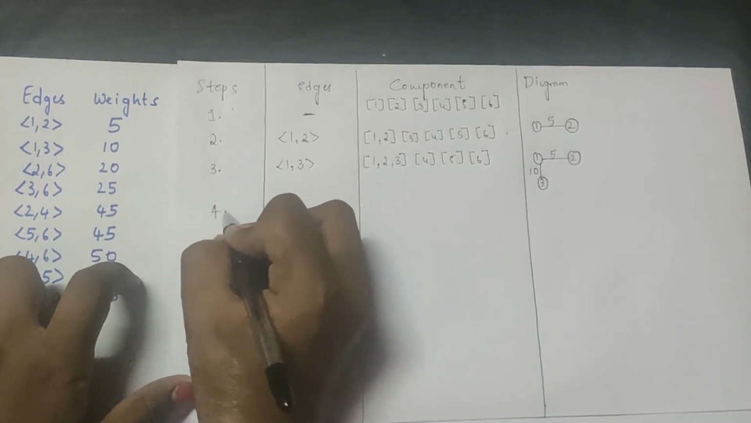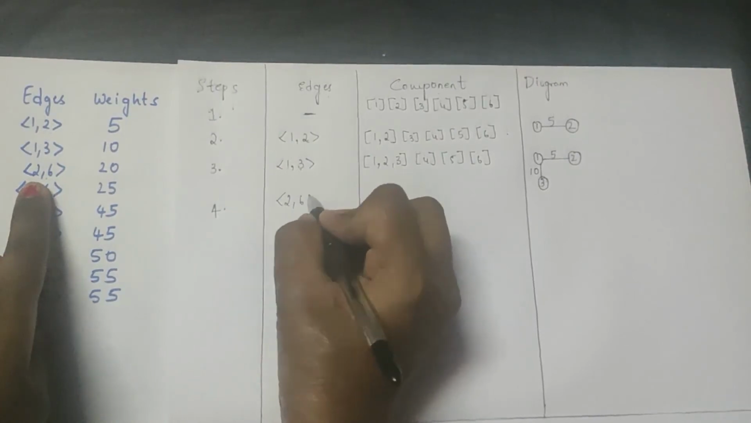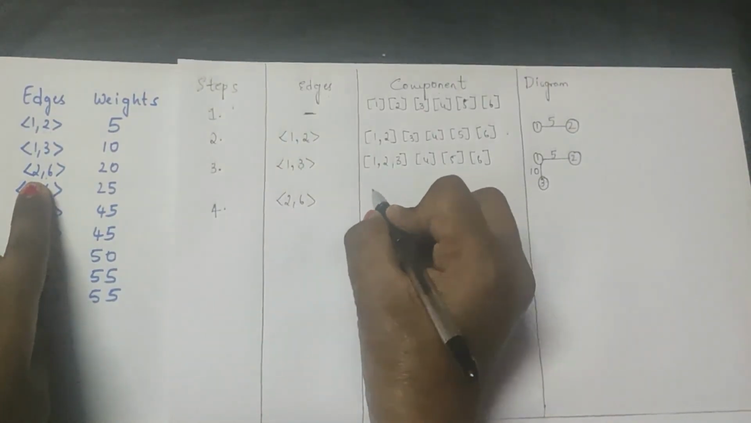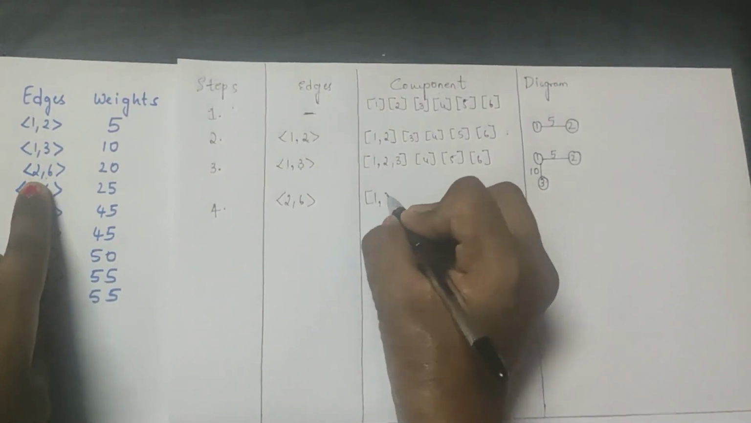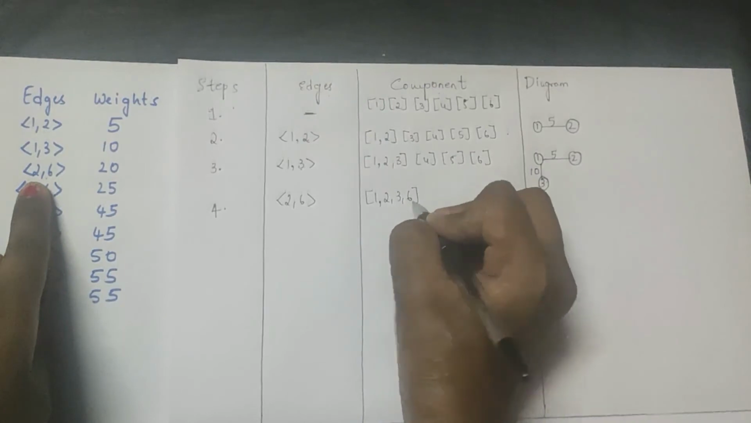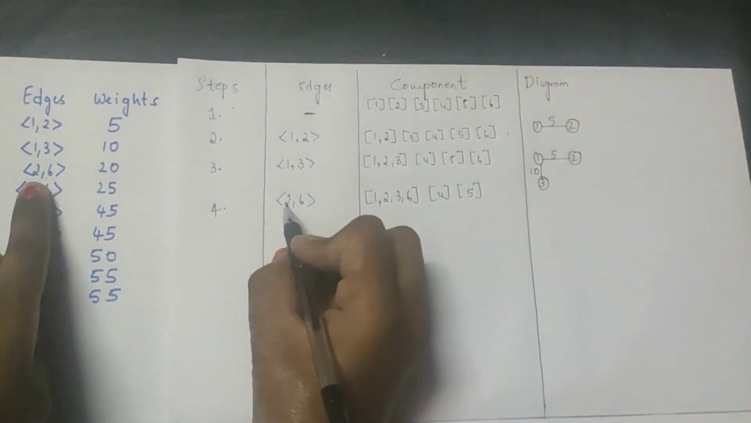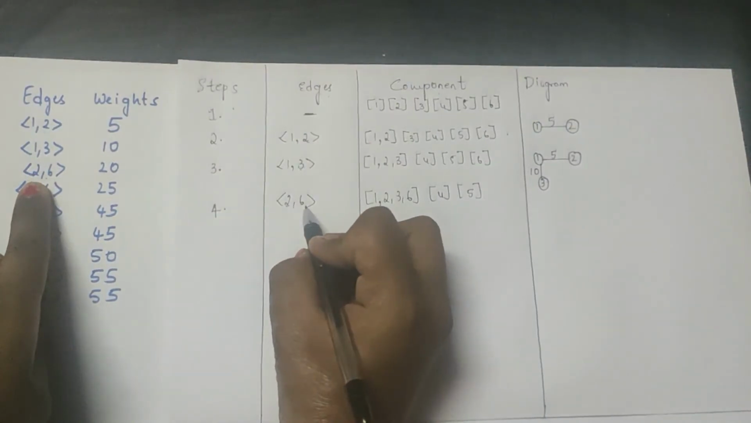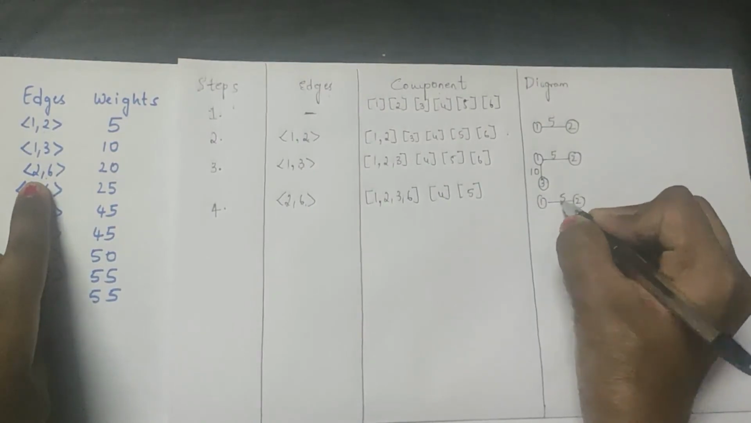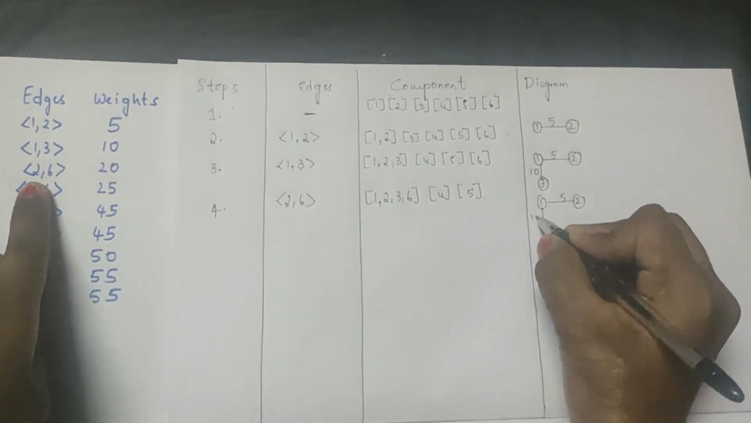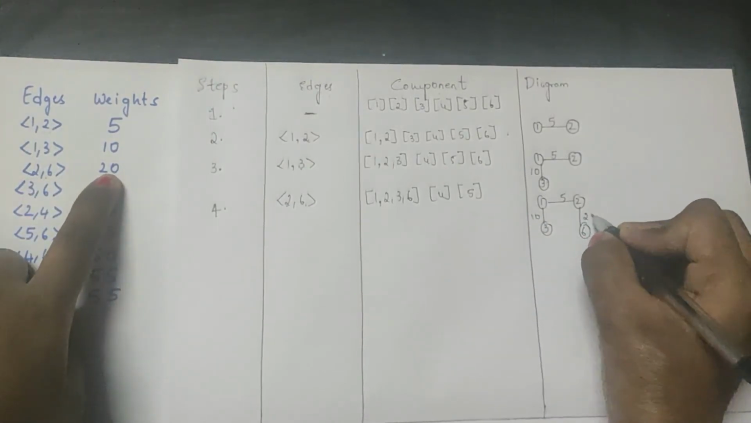Now we go to step 4. Step 4, now the third edge. That is 2, 6. Now even this 2 is already in a single component. Now 6 comes into this picture. So 1, 2, 3, 6. The remaining is only 4 and 5. So this means that from the second node I should draw a line to the node 6. So 1 to 2 the cost is 5. Then 1, 2, 3, 10. Now from 2 to 6 and the weight is 20.